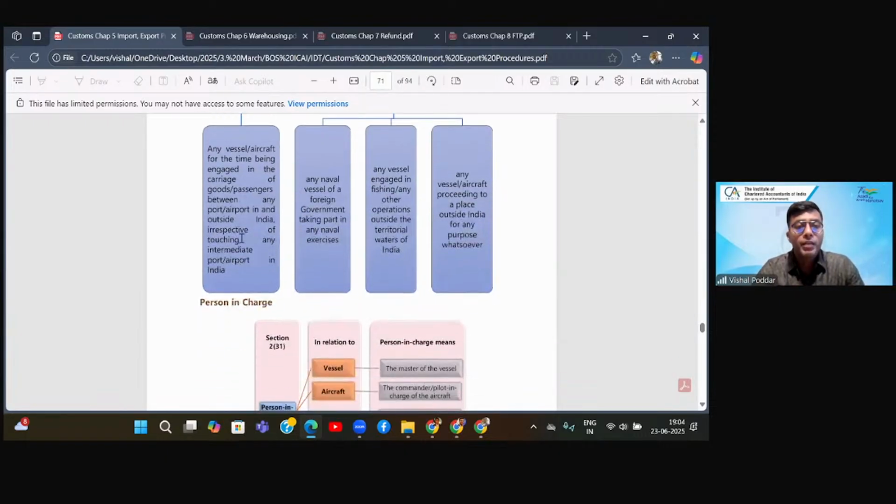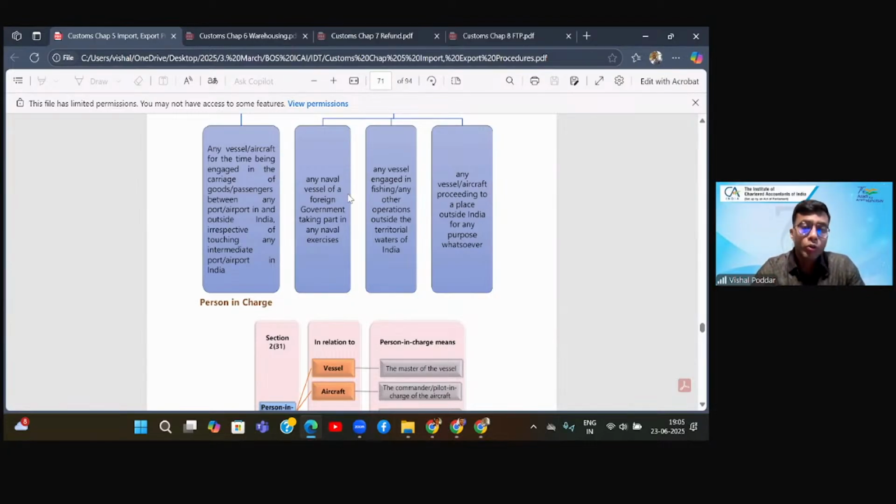Now, what does it mean? It means any vessel or aircraft which is engaged in carrying goods or passengers between ports in India and outside India. In short, those engaged in international transport. So firstly, we are concerned with only those ships and vehicles which are carrying goods and passengers. If any ship or vessel is not carrying goods or passengers, we are least bothered. This is the first part.